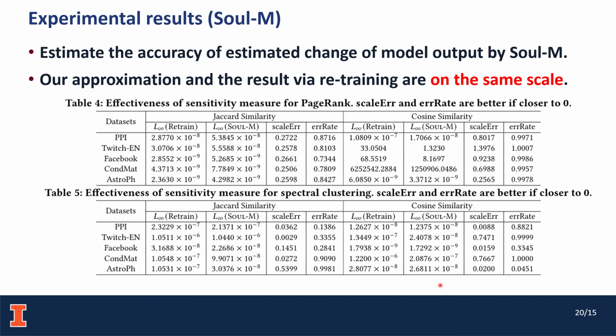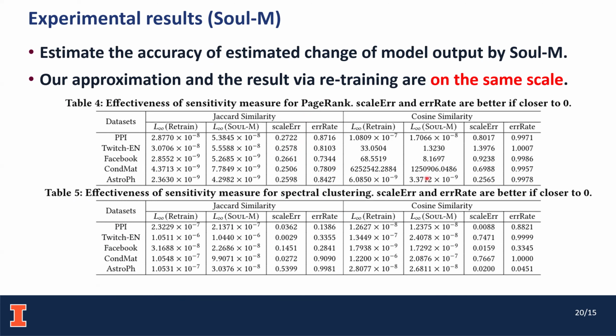So for the SOM problem, we want to estimate how accurate our estimated change in the model is compared to rerunning the whole algorithm. As you can see, our scale error and error rate are all below 1 in most cases, except for this one, and they are generally close to 0. Which means that our estimation is close to the result via retraining, and they are on the same scale.